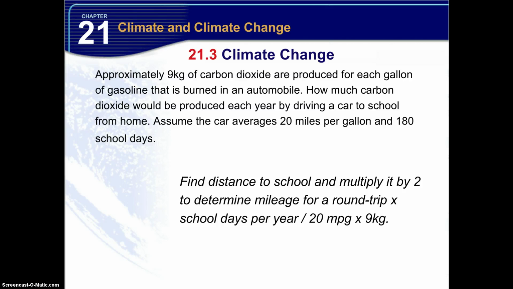First, you would need to find the distance to school, multiply it by 2 because you're going both to school and back, since it's a round trip. Then you multiply that times your number of school days per year, divide that by 20 miles per gallon, then multiply that total by 9 kilograms. That's how you find your carbon footprint just by traveling to and from school. If you drive a car, you can also look up, or if you're driving a bus. If you're walking to school or riding your bike, or you find other forms of transportation, obviously that's going to lessen your carbon footprint.